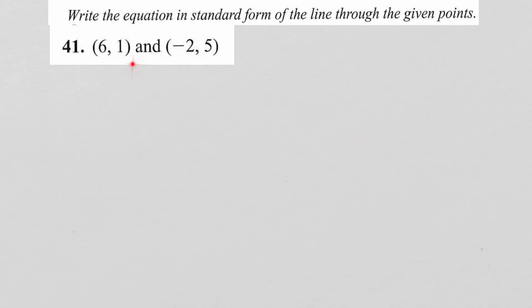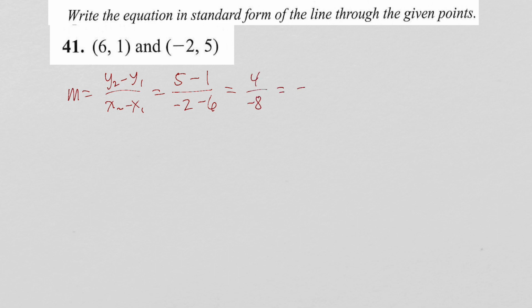Okay, again, we have 2 points, so the first thing I need to do is I have to find a slope. So slope is equal to y2 minus y1 over x2 minus x1. That's the rise over the run. y2 is 5 minus 1, negative 2 minus 6. So we have a 4 over a negative 8. This turns into a negative 1/2.